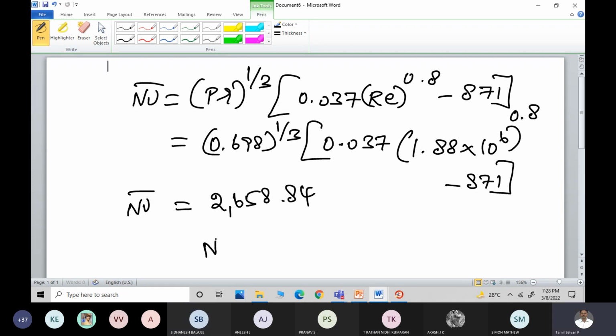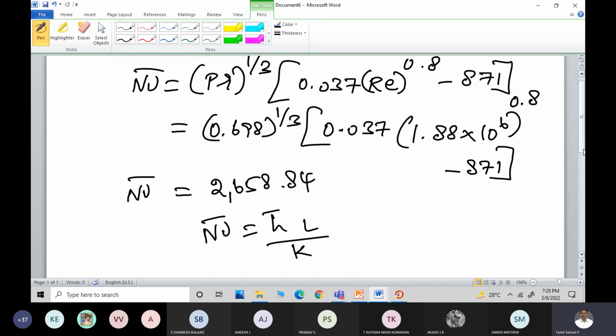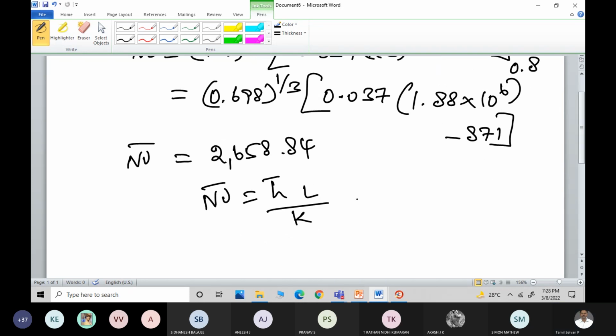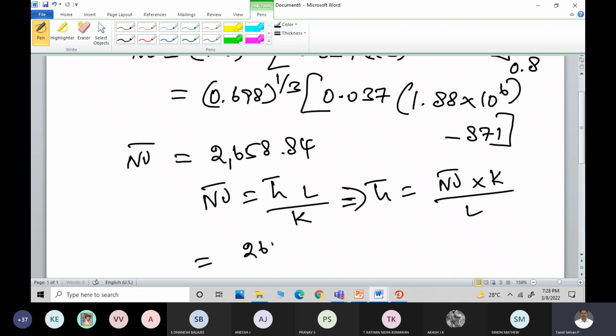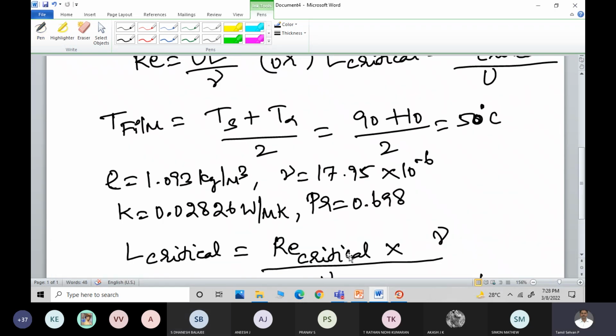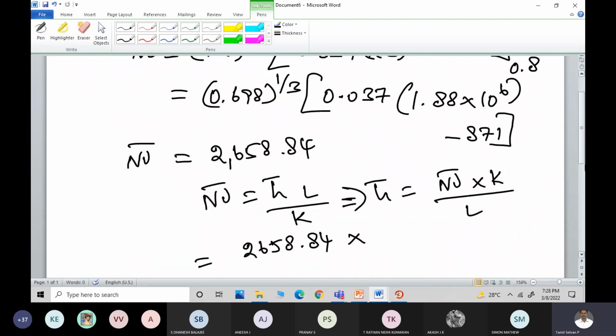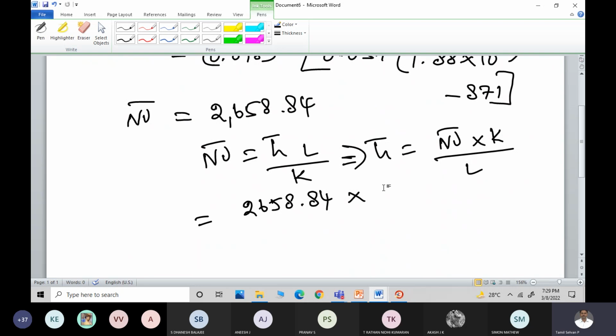Okay. Now Nu bar equals h bar L by k. Now we can find out what is h bar. h bar is equal to Nu bar into k divided by L. So 2658.84, and the k value, thermal conductivity, on the first page, 0.02826. And length is 450 mm, right? So you have to do the same procedure for 600 mm. The Reynolds number will be different for 600 mm.